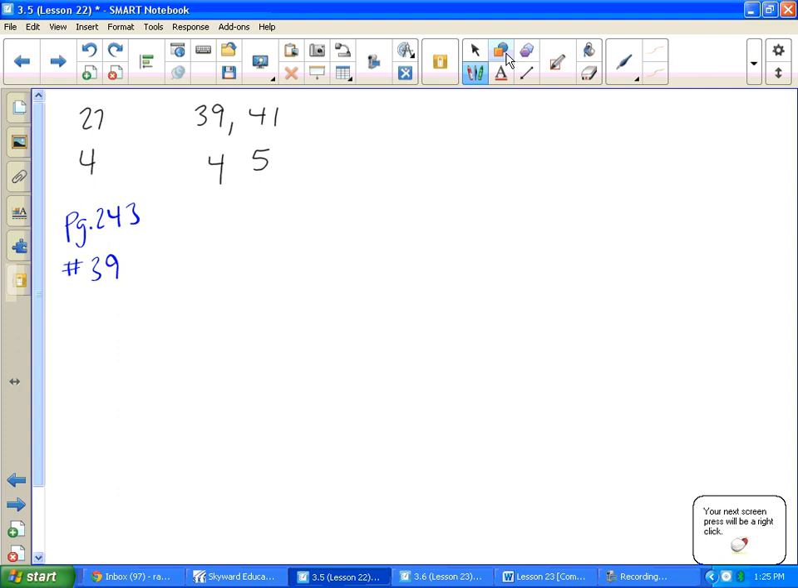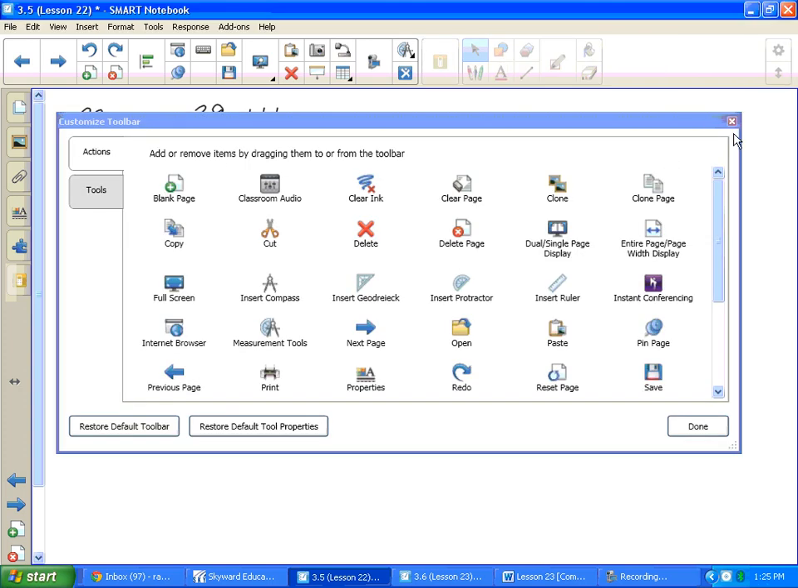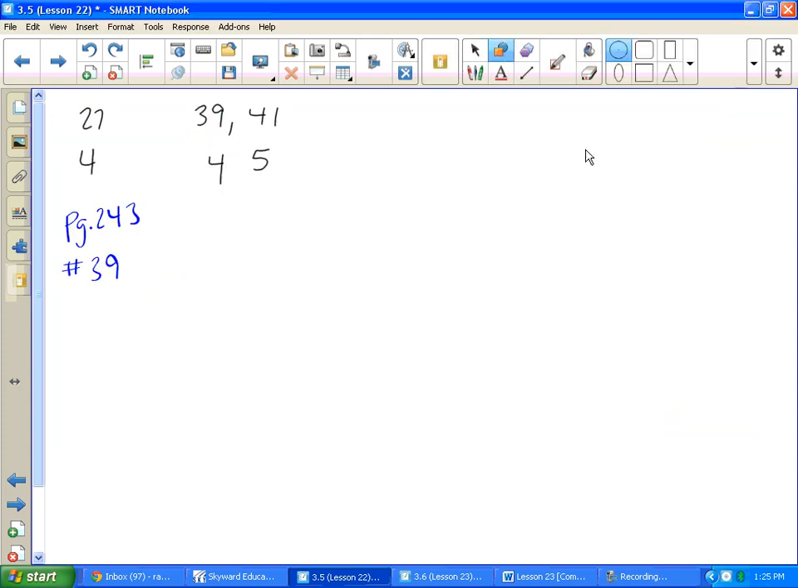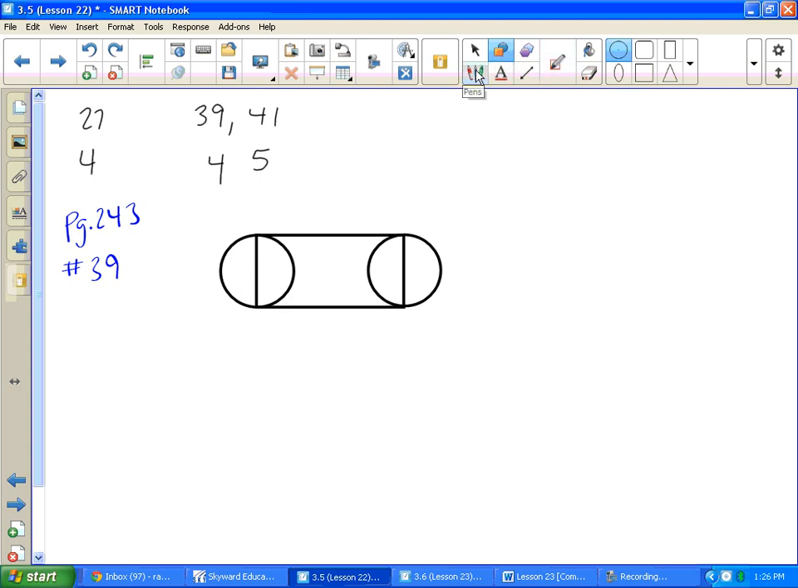So number 39, we're talking about a track. And it says it's got a rectangle and then two semicircles on the side. So this obviously doesn't actually go to the middle. It's just the outside piece there. Okay, so our track goes, let me just get rid of that extra stuff there. We're actually just looking at that piece that goes around the outside, right? That makes sense to everybody? There we go, good enough.